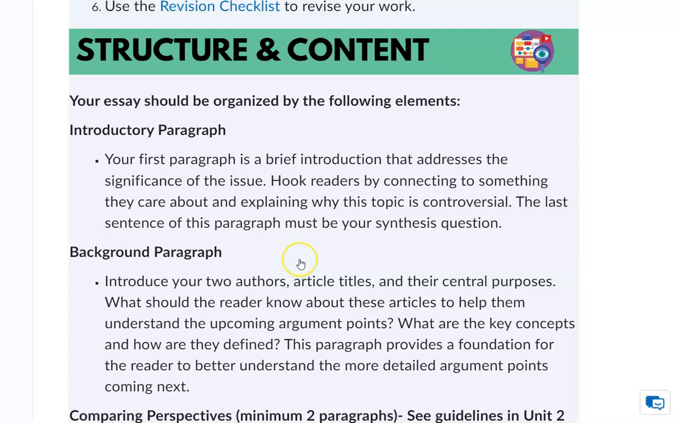The structure and content of this essay are as follows. Your introduction is going to address the significance of the issue. You're going to hook your readers by connecting to something they care about and explaining the controversy. And then you're going to end your introduction with your overarching synthesis question that connects the 2 new articles together.